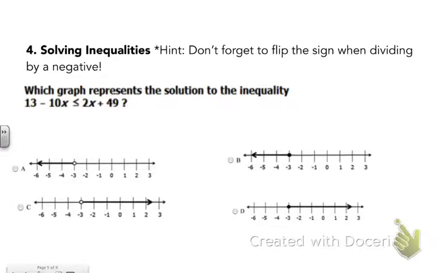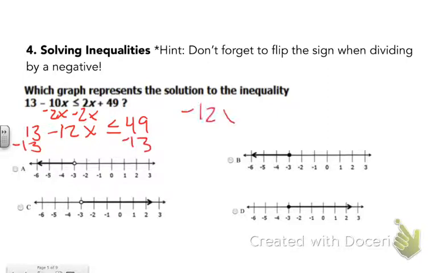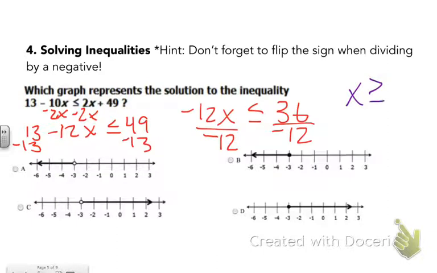Okay, same thing here. When you are dividing by a negative, you have to flip the sign. So to solve this inequality, I'm going to get all the x's together. So I get 13 minus 12x is less than or equal to 49. And then if I subtract 13 from both sides, I get negative 12x is less than or equal to 36. So then to get x by itself, I'm going to divide by negative 12. And when I divide by negative 12, I'm going to flip the sign. So x is greater than or equal to negative 3.